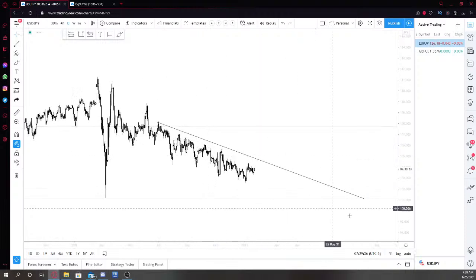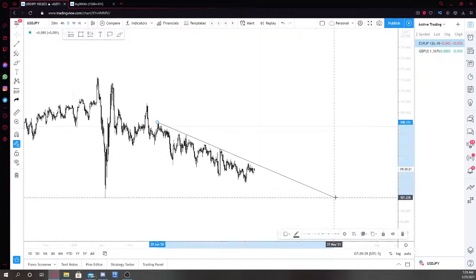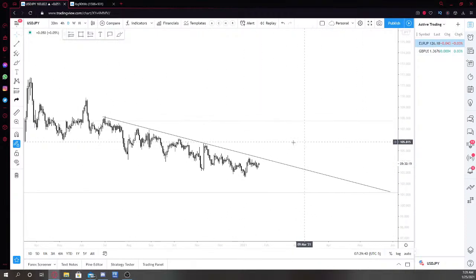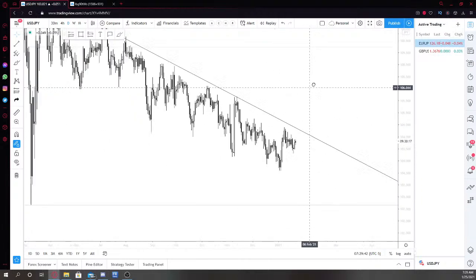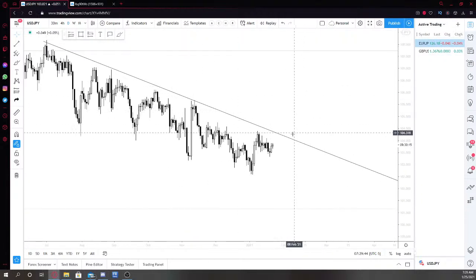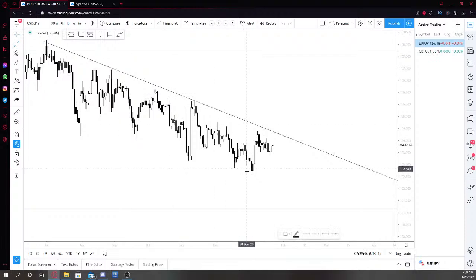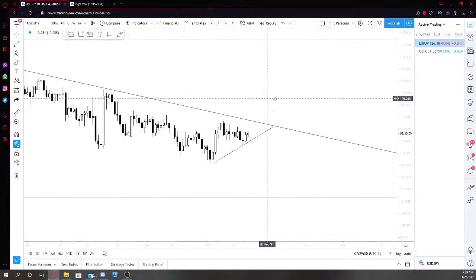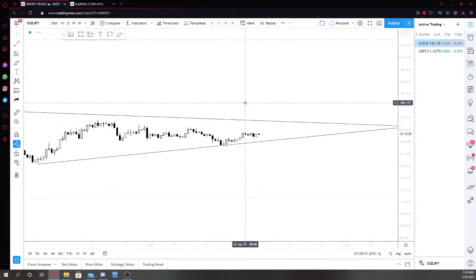Okay, let's tighten that, not the stop loss, but the trend line. Alright, what type of trend are we in? Right now, price is in an uptrend. Let's go to the 4 hour.